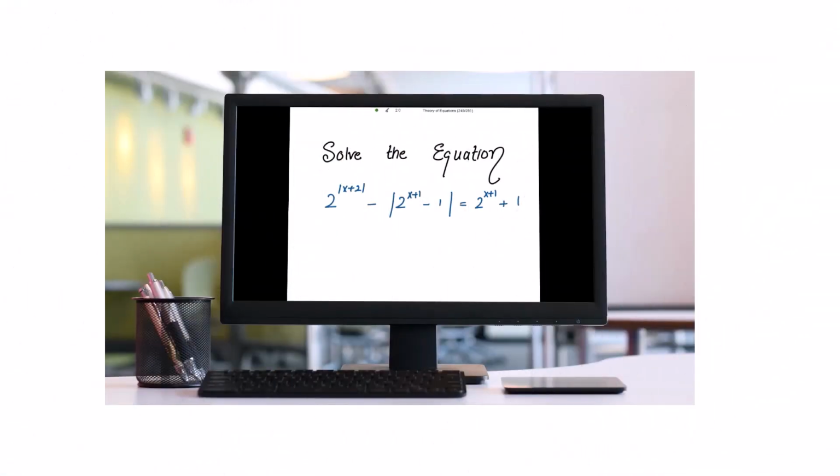To solve the equation 2^|x+2| − |2^(x+1) − 1| = 2^(x+1) + 1, we are having the absolute value of x + 2 in the power of 2. So for this we need to take two cases. The first one is what value of x we are getting for x + 2 ≥ 0. And the second case is if x + 2 is strictly less than 0, then what value of x we get.